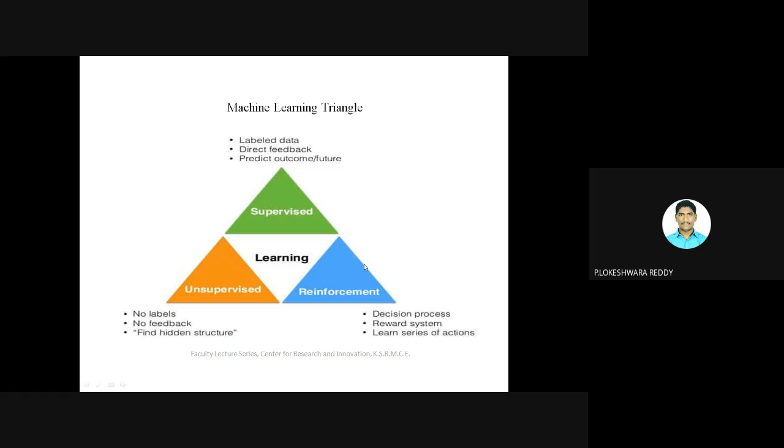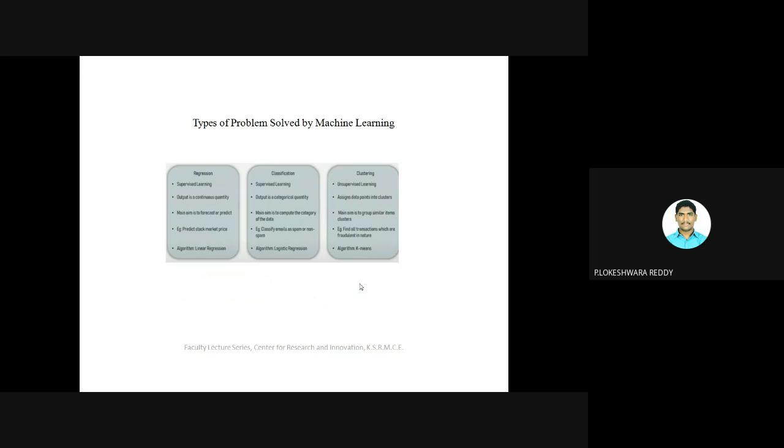But as far as reinforcement is concerned, here we need to take the decision, that is, whether we are getting the exact expected output or not. Based on that, we go for either a reward or a penalty for the system, and we learn different series of actions from the history. That is, based upon past values, we can predict future values, just like weather forecasting. That we can say is reinforcement.